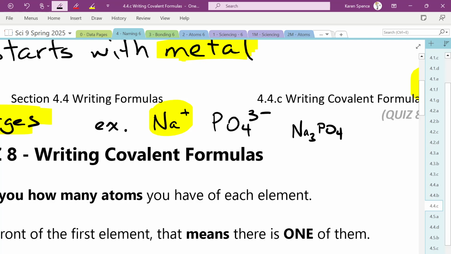That's what we learned yesterday. That's what quiz 7 is all about. So if you haven't done quiz 7, that's how you do those ones. You balance the charges. Quiz 7. Quiz 8, you will still be doing some of the ionic compounds, but we're also going to throw in some covalent. How do we know if we have a covalent compound?